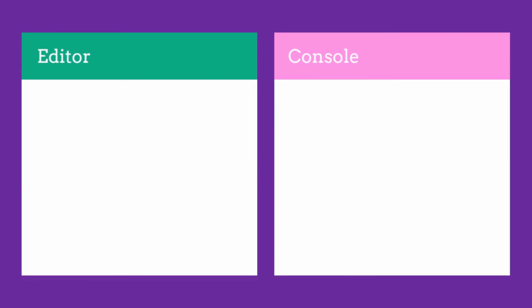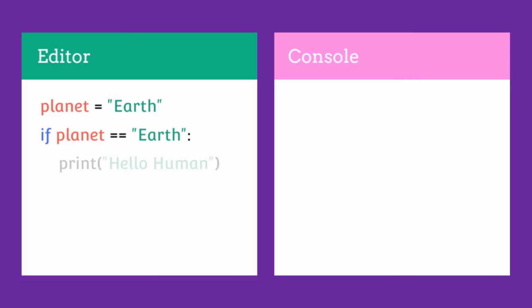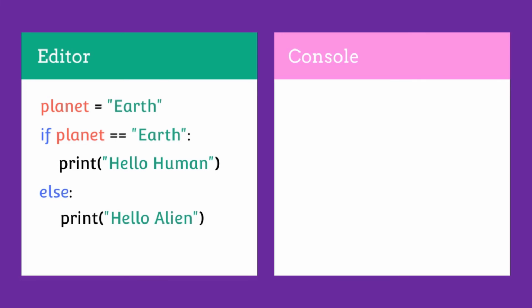Here is another example. Let's say we have a variable planet having the value earth. If planet is equal to earth, now here the double equal sign is not an assignment operator, it is a comparison operator which checks whether two values are equal. So if planet is equal to earth, we will print hello human, else we will print hello alien.